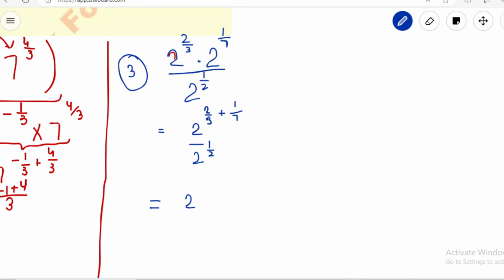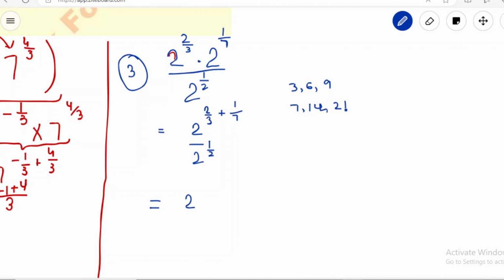Then in the numerator, if we want to add them, our denominators should be similar, and if we look for the multiples of 3, we cannot get 7, because the table of 3 is simply 3, 6, 9, so after 6 it's directly 9, and we can't get 7. Similarly, in the table of 7, it's 7, 14, 21, so we cannot get 3 in the multiples of 7.